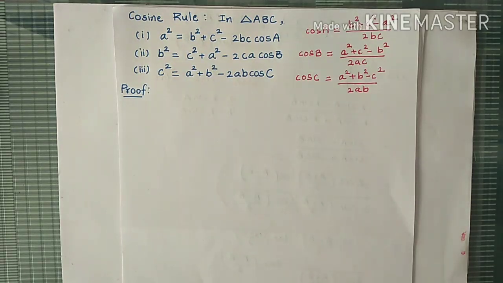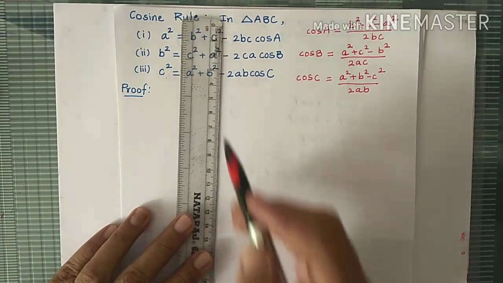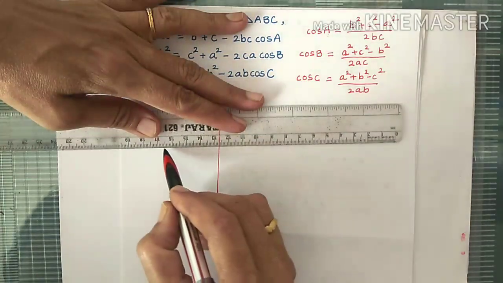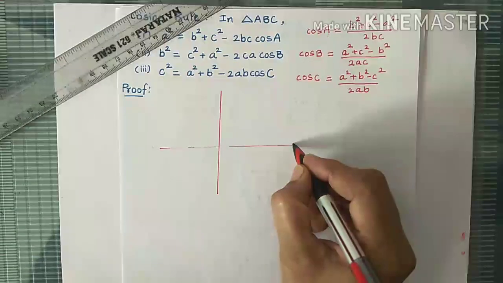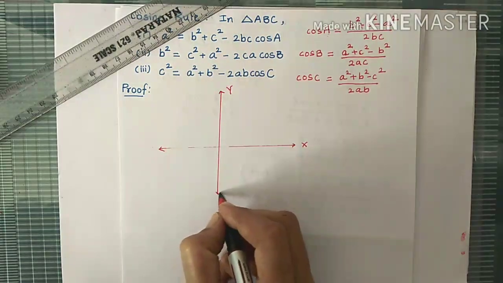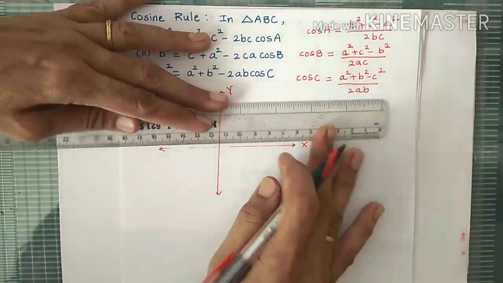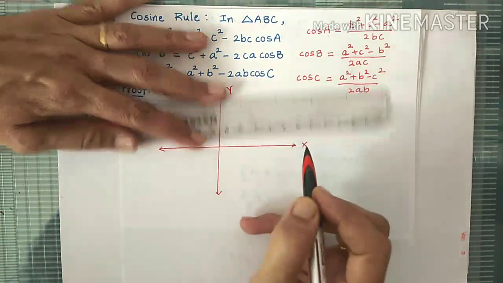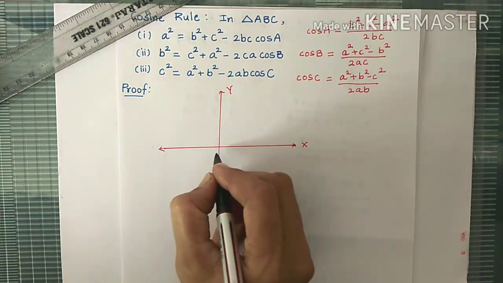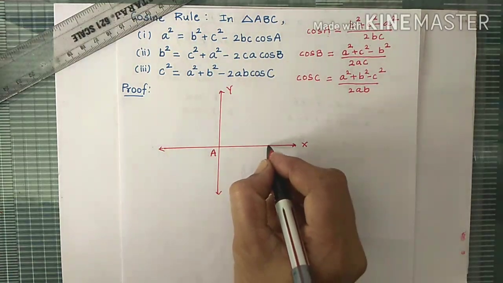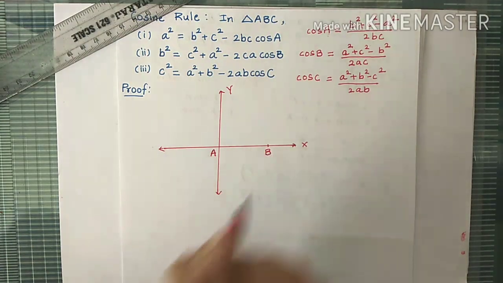Okay, let's study the proof of the cosine rule. For that we have to construct the x-axis and y-axis. So let this be the x-axis, this is the y-axis. Now place triangle ABC such that angle A is at the origin. So angle A at the origin means vertex A is at the origin, and AB is along the positive x-axis.